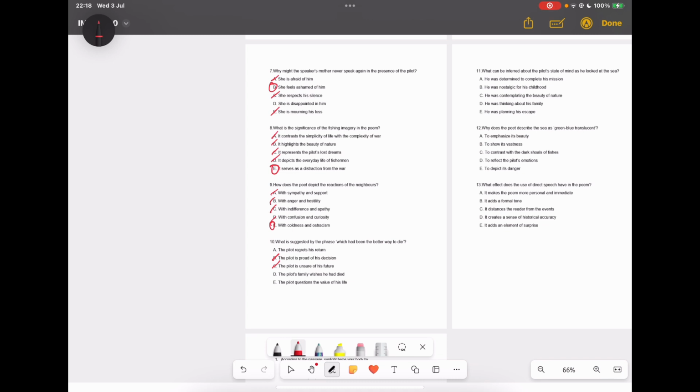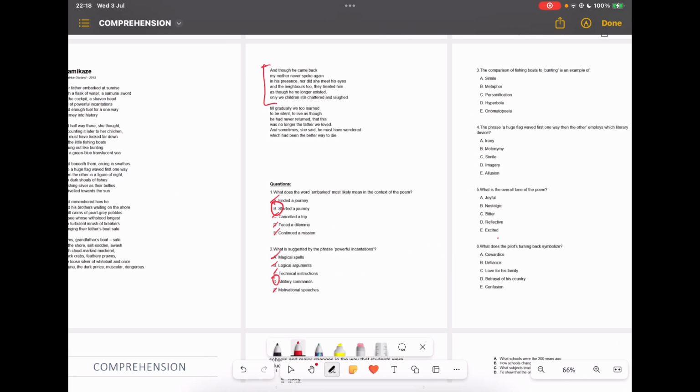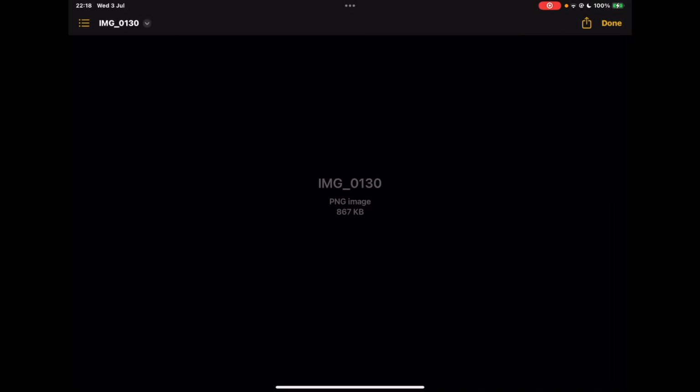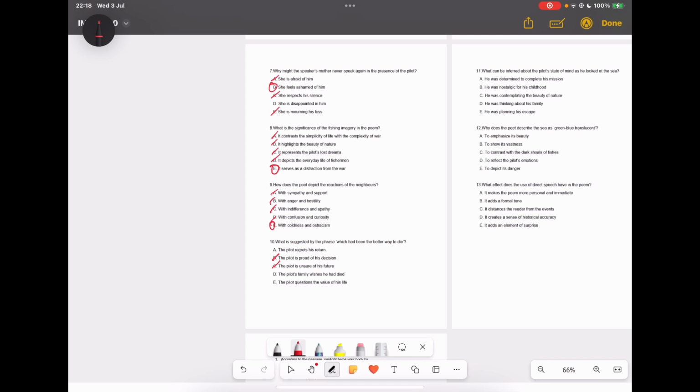It's as if he is dead almost. So this one, well, we need to look at who is saying it. Sometimes she said he must have wondered which had been the better way to die. So this is the pilot considering whether he should have killed himself or turned home, and he may just have regretted turning home. So with that, it's not necessarily E because that's a great inference.